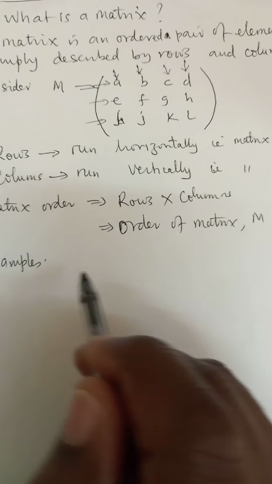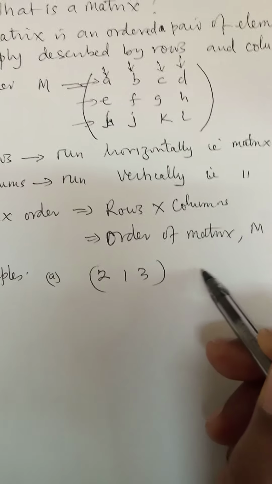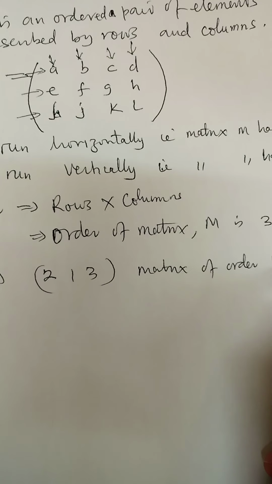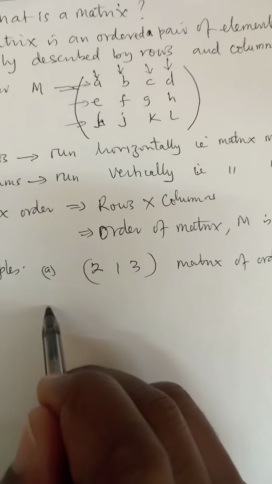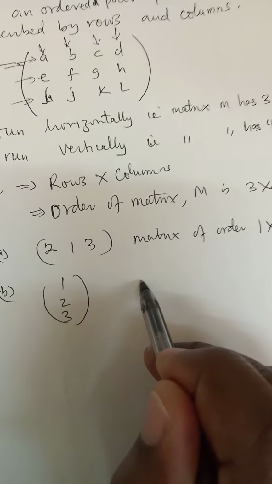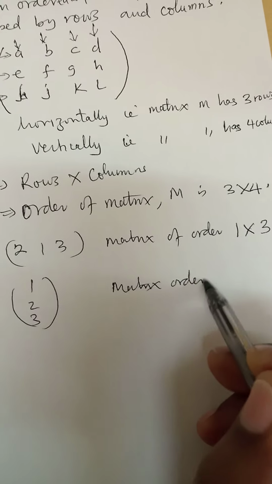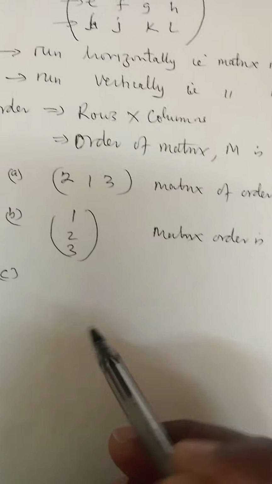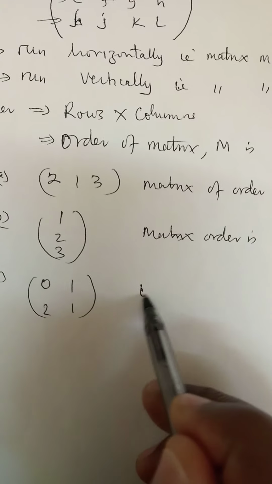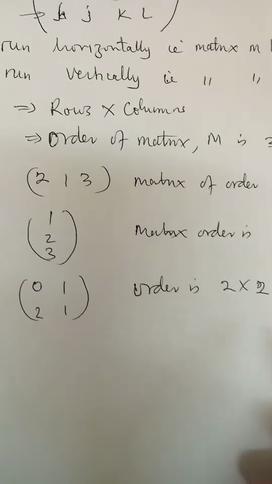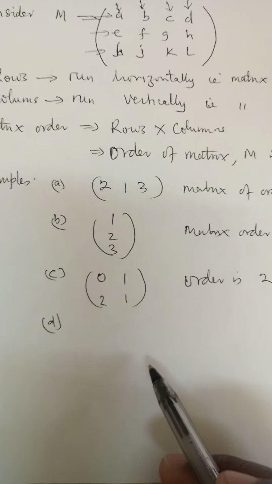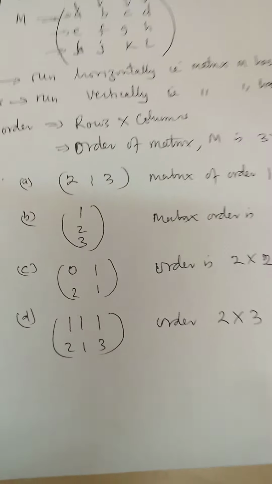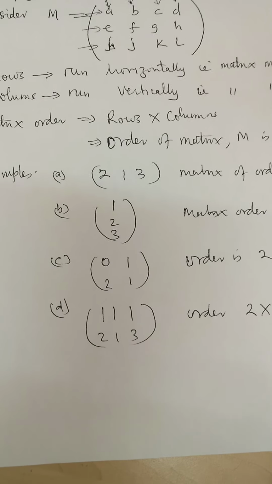Examples, quick ones. If I have 2, 1, 3, this is a matrix of order 1 by 3. There is only 1 row, but 3 columns. If I have another matrix, 1, 2, 3, the matrix order here is a 3 by 1. This implies that I have 3 rows and 1 column. If I have another matrix, the order is a 2 by 2: 2 columns, 2 rows. And if I have another matrix, the order is a 2 by 3. A student following this lesson out there should be aware now of how to tell the order of a matrix.